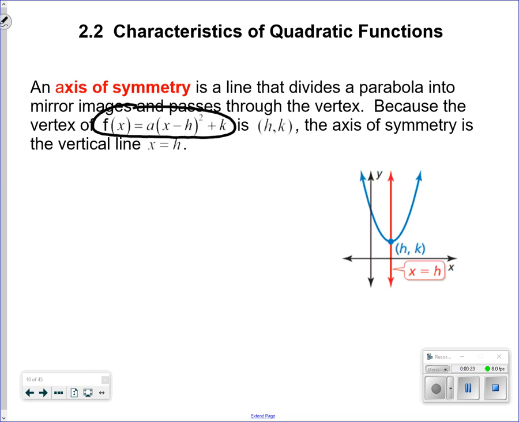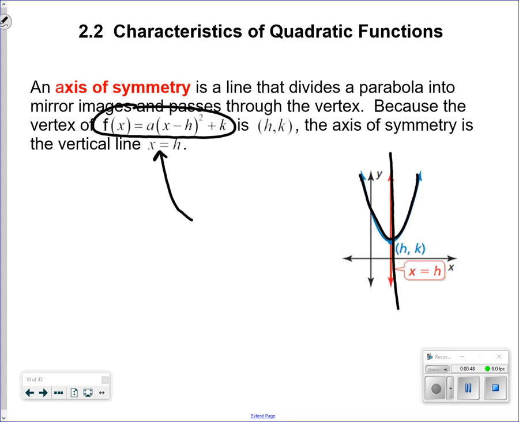Axis of symmetry is a line that divides a parabola into a mirror image and passes through the vertex. So looking at this picture over here, you have a parabola, and the line that cuts it symmetrically is known as the axis of symmetry. It always goes through the vertex, and so therefore it's a vertical line.